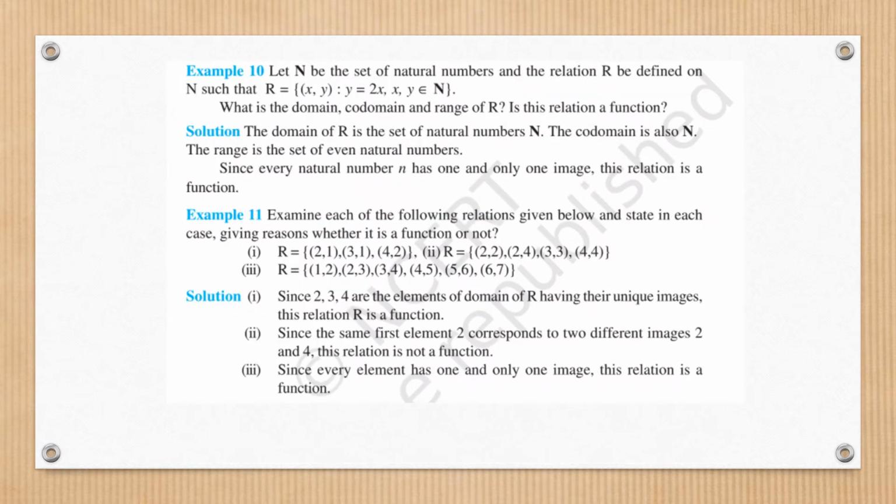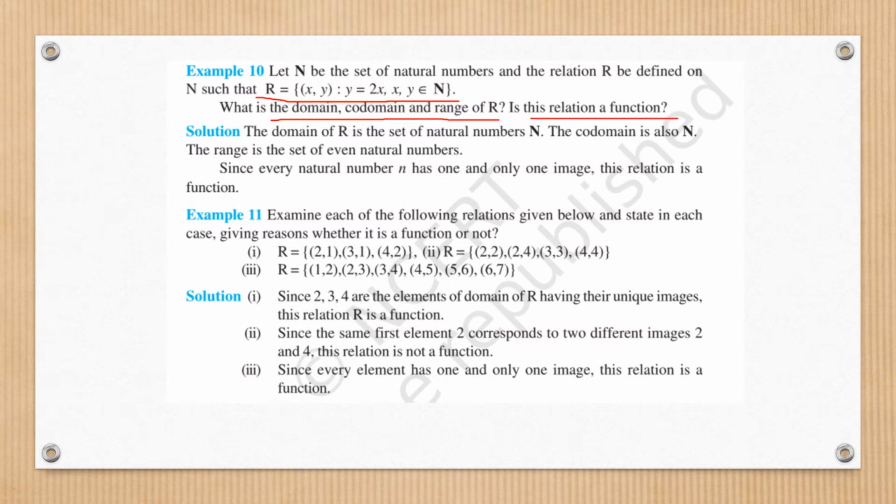Now example number 10 is there. Let N be the set of natural numbers and R be a relation defined on the natural number set such that R is the set of pairs (x, y) such that y is 2 times x and both x and y belong to N. What is the domain, codomain and range, and is this a function or not?